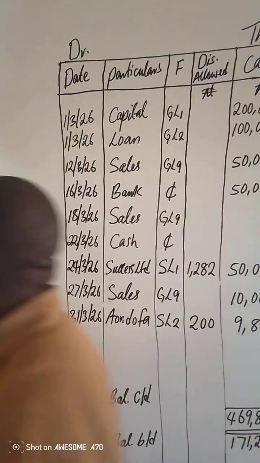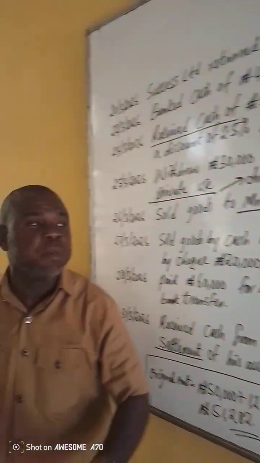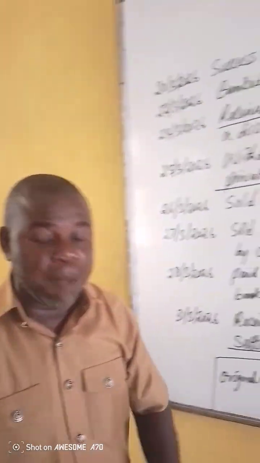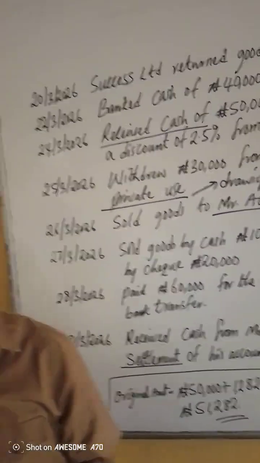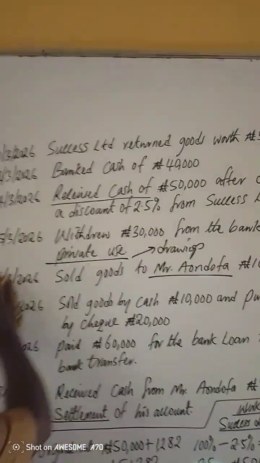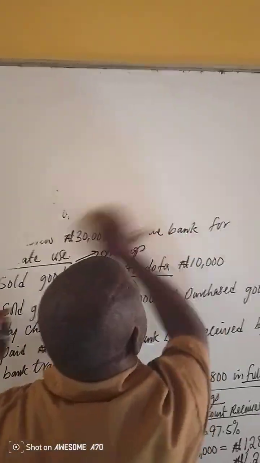This transaction will now be fully recorded in the 3-column cashbook. If you follow up, you discover that these are some of the areas that most learners find it difficult to post in the 3-column cashbook. Let's quickly balance the account up.